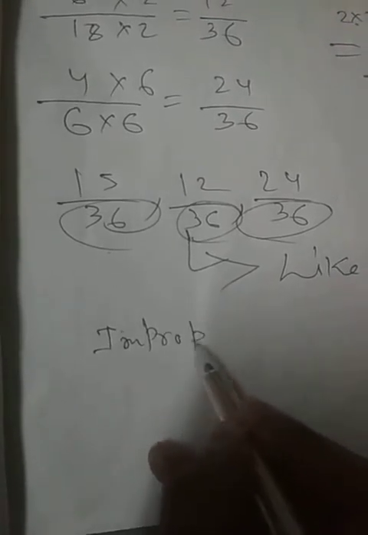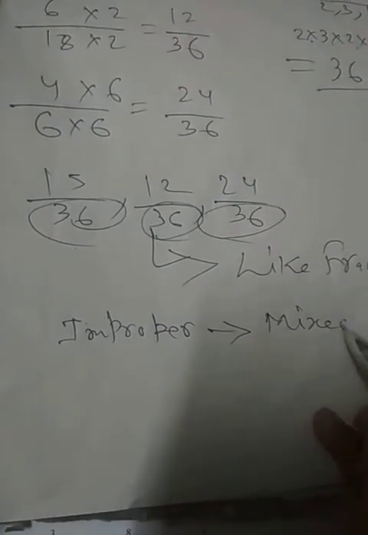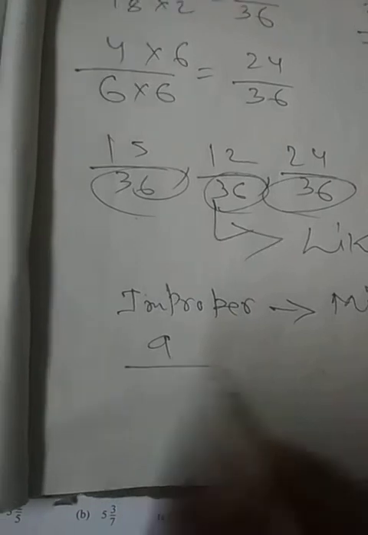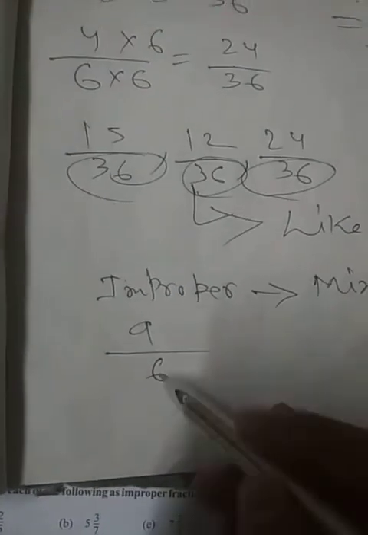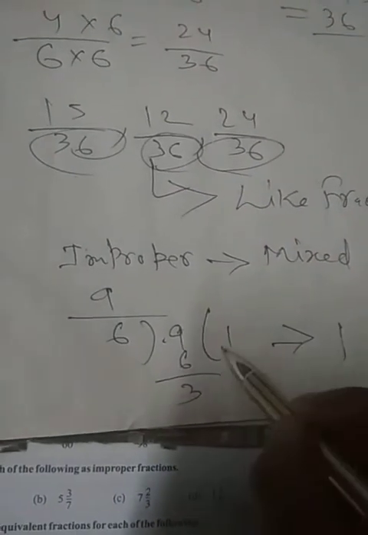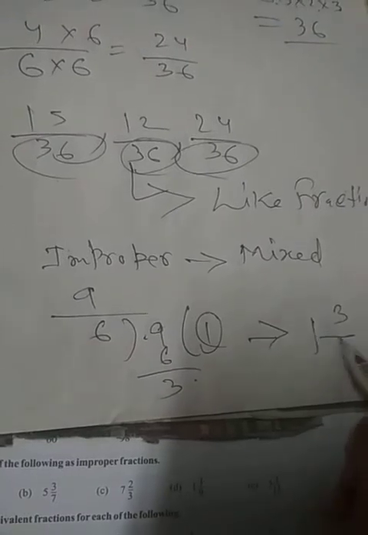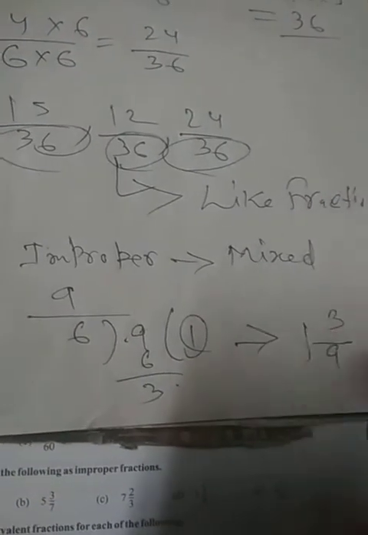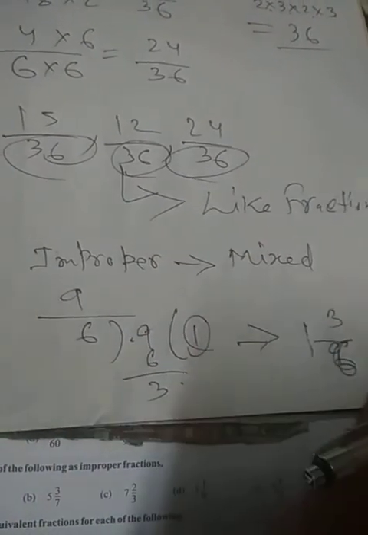Now there is another way to change an improper fraction to a mixed fraction. That means 9 by 6, that is an improper fraction because the numerator is greater than the denominator. How can you convert it into a mixed fraction? Divide it. So that becomes 1 complete 3 by 6. In this way you can change an improper fraction into a mixed fraction.